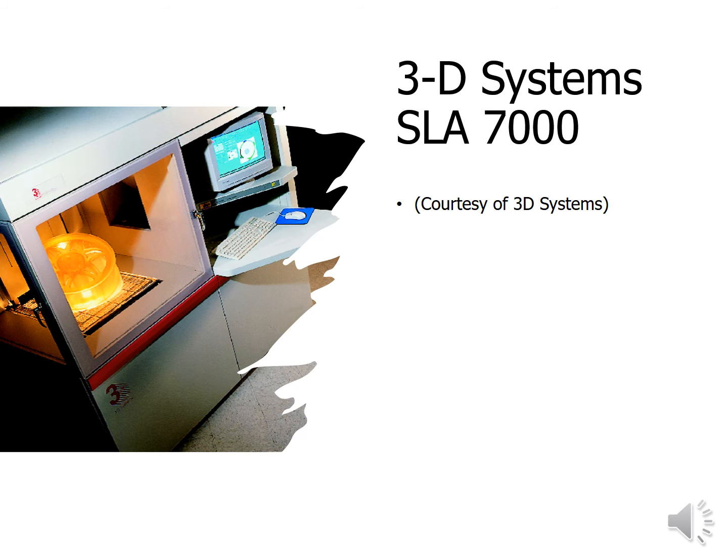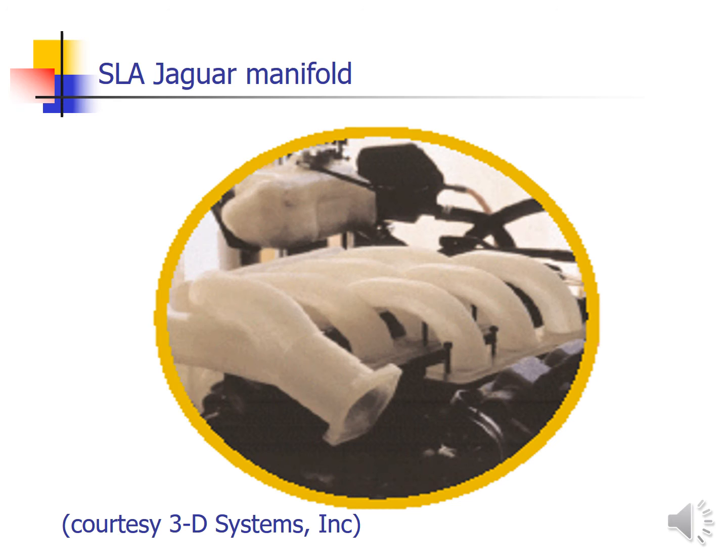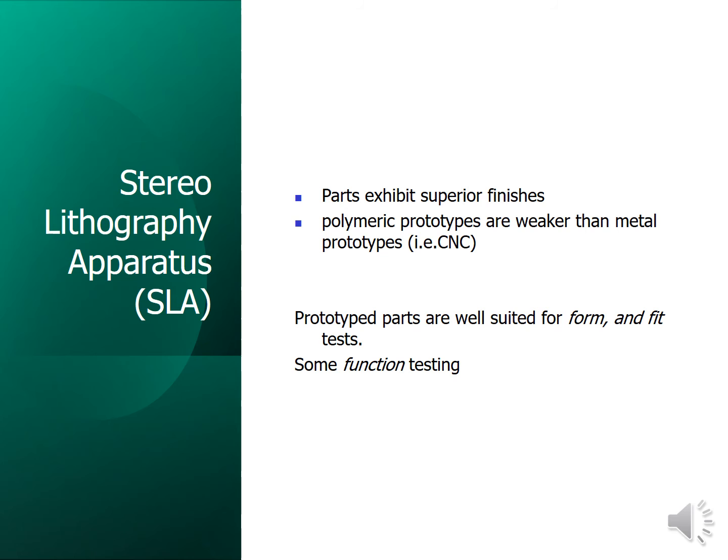Okay, this is an example for the SLA 2000 3D system. This is a part. This computer converts data. This is also an example of an SLA product, same as the Jaguar, and an SLA product is a part with a superior finish.